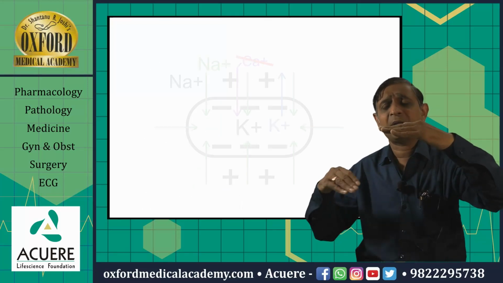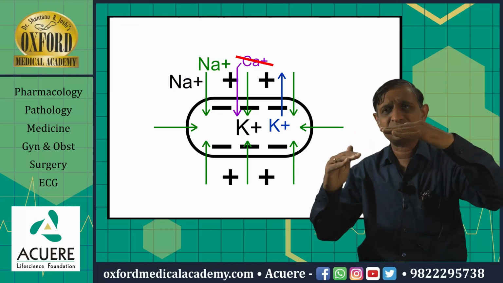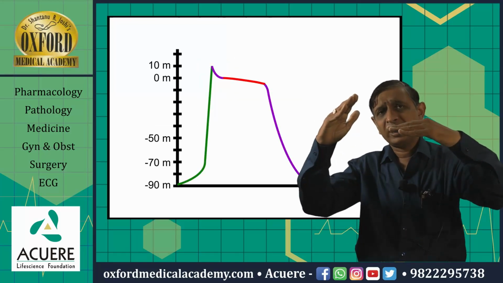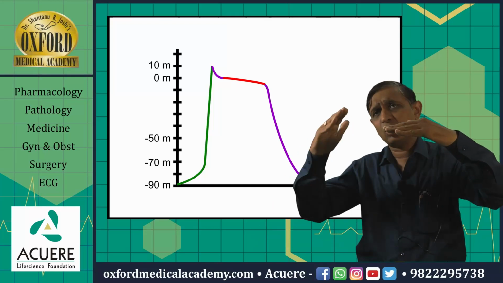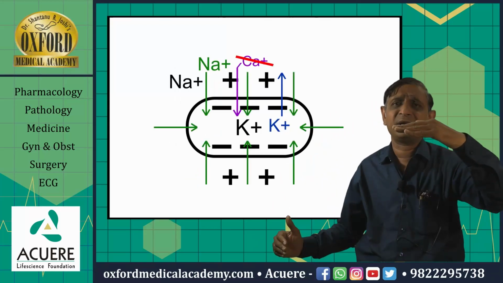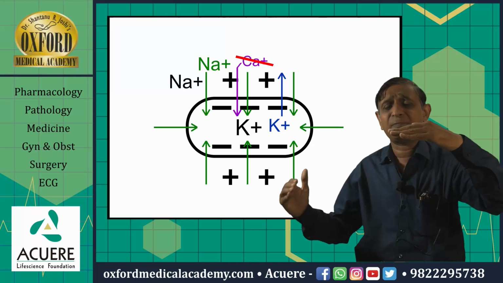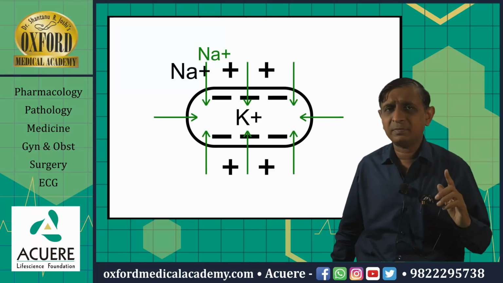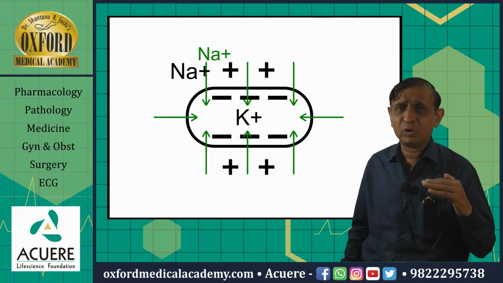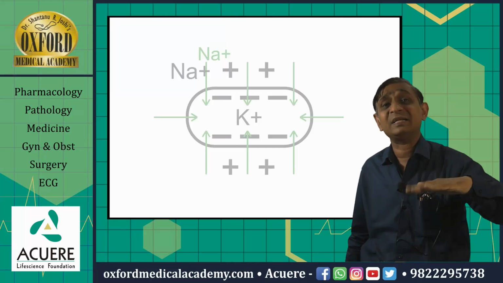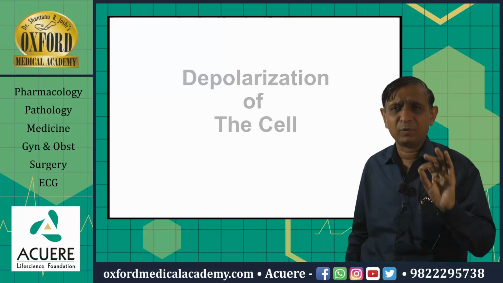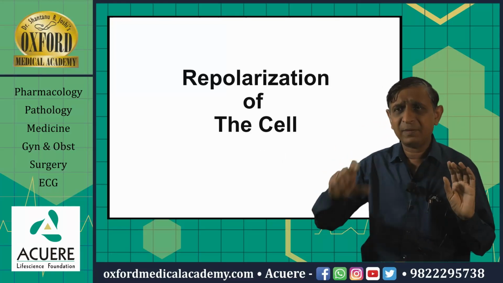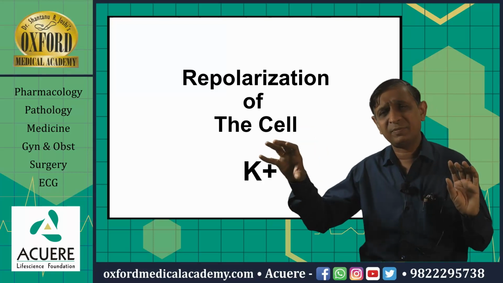After some time, the entry of calcium inside the cell stops and only potassium is going out. And from that 0, it will come down to minus 90. 0 to minus 90 is an event related with potassium, and that potassium is related with repolarization of the cell. Sodium, when the cell was electrically negative, makes it electrically positive. This is depolarization of the cell. Depolarization of the cell is a sodium dependent event. Repolarization of the cell is a potassium dependent event.